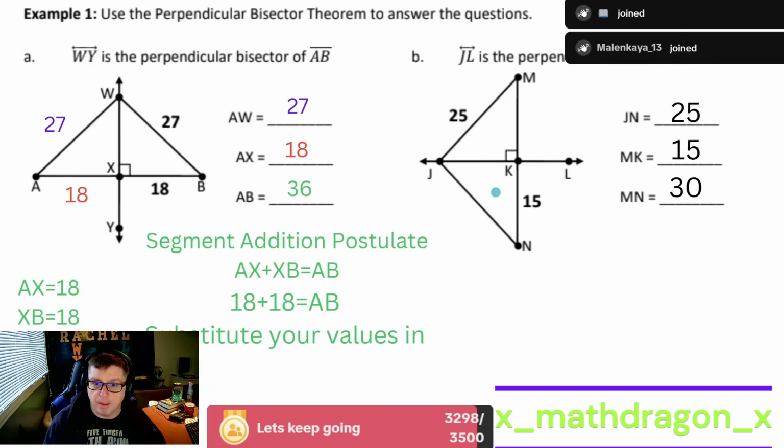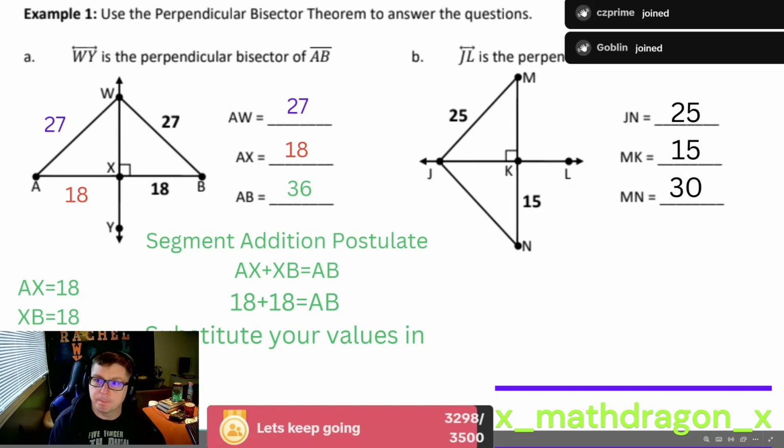So JM I know is 25, so JN is also going to be 25. MK, they want to know this side. Well, that's going to be the same as NK. So if NK is 15, MK is going to be 15. And then MN, you have to apply the segment addition postulate. 15 plus 15 equals 30.